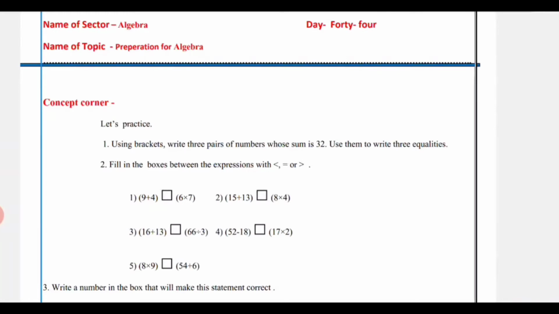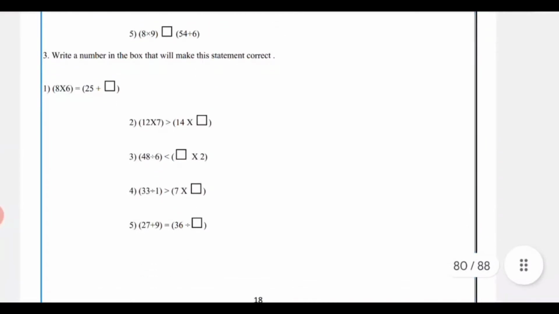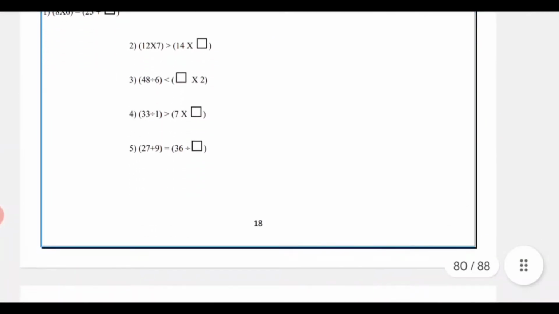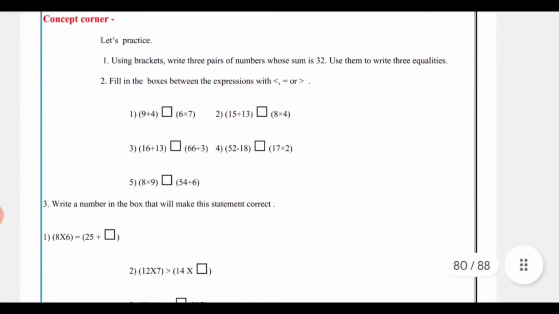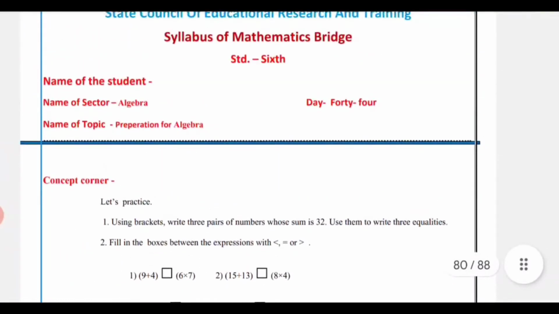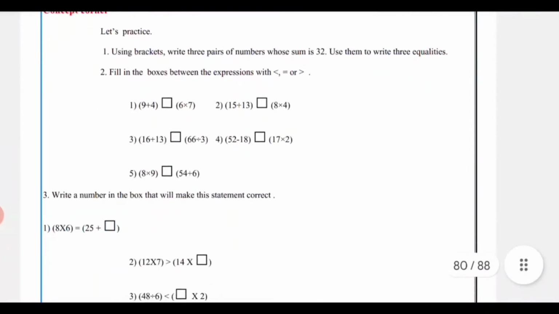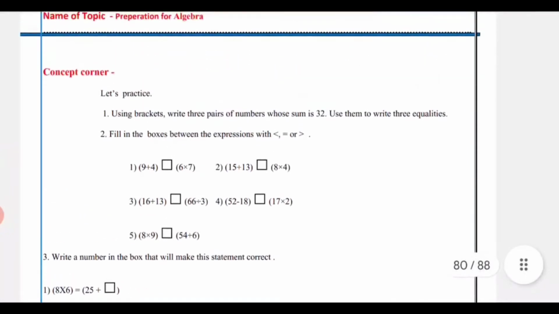Then we have to fill in the boxes using proper symbols, greater than, equal to and smaller than. And here again we have to write the proper numbers in the boxes to make the statement correct. So all these types of questions we already have solved before in our previous activity sheets. So let us solve these questions in our notebook from concept corner. And yes, all the questions are in the concept corner. So let us go in the notebook to solve these questions.